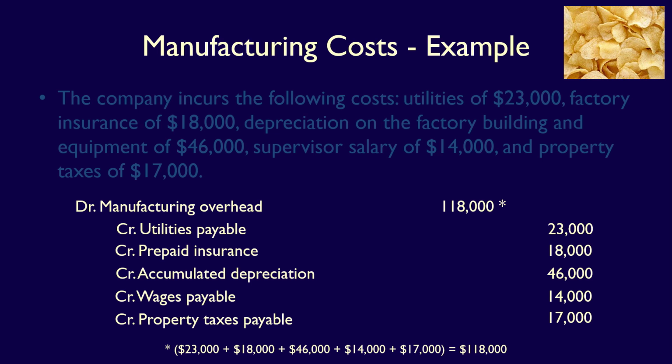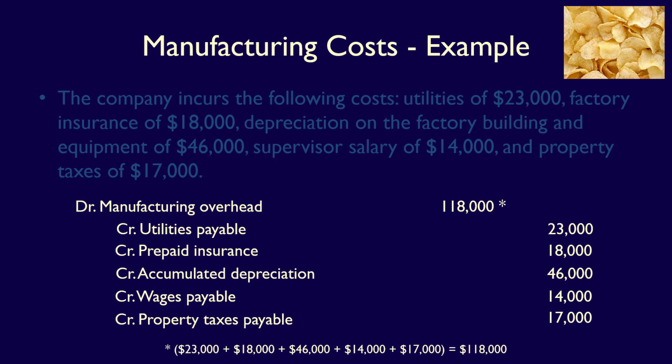First, we would debit the manufacturing overhead account for the actual manufacturing overhead, $118,000. Then we need to credit the following: utilities payable, $23,000, prepaid insurance, $18,000, accumulated depreciation, $46,000, wages payable, $14,000, property taxes payable, $17,000. Note what we have not used: expense accounts.